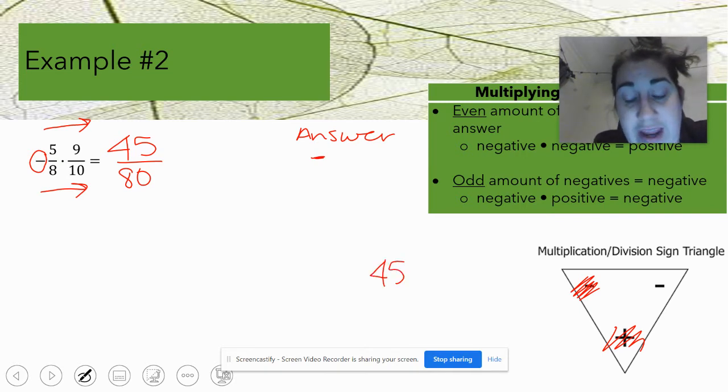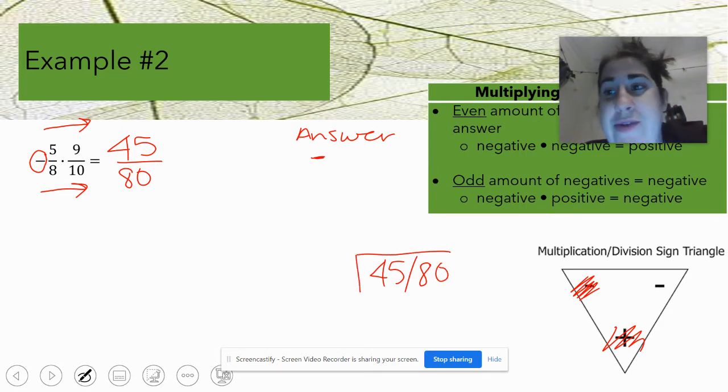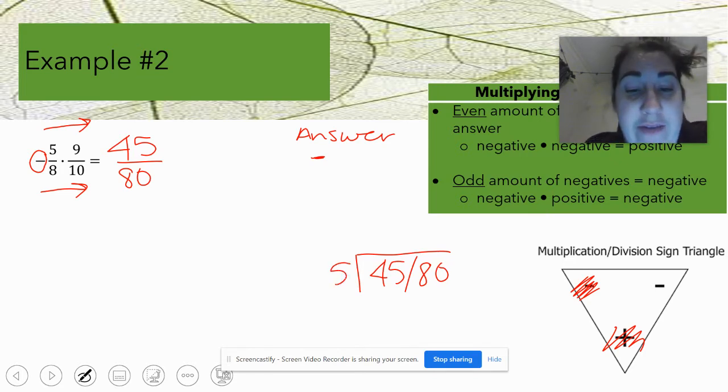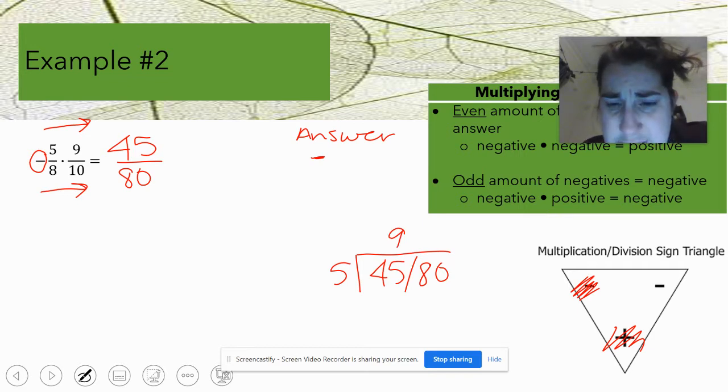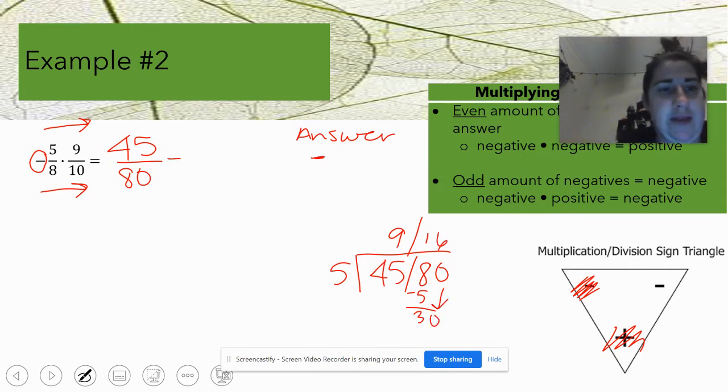So 45 and 80, what do they have in common? The 45 ends in a 5 and the 80 ends in a 0. That means that they are divisible by 5. So 45 divided by 5 is 9, and 80 divided by 5 is, let's see, there's 1 in there. Minus 5 gives me 3. Bring down the 0, 16. So this simplifies down to 9 over 16.